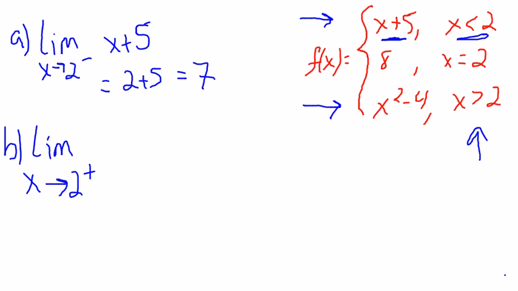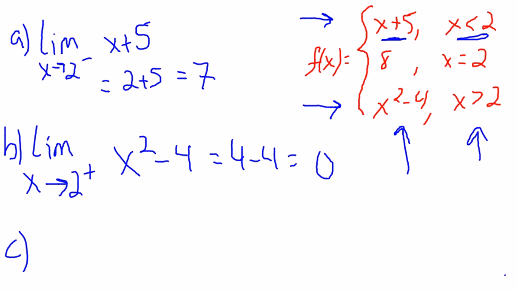Similarly, for part B, I want to look at it as that it comes in from the right side. So I look at x squared minus 4, because that's what it is from the right side, this guy right here. So I just look at the limit of x squared minus 4 as it approaches 2, which is 2 squared minus 4, which is 4 minus 4, which is 0.